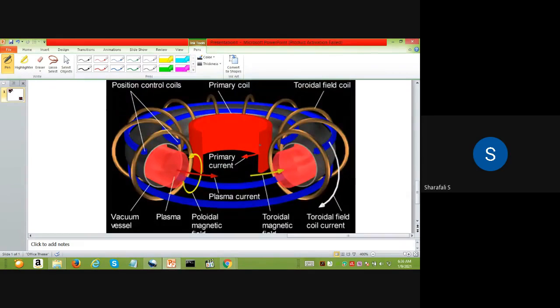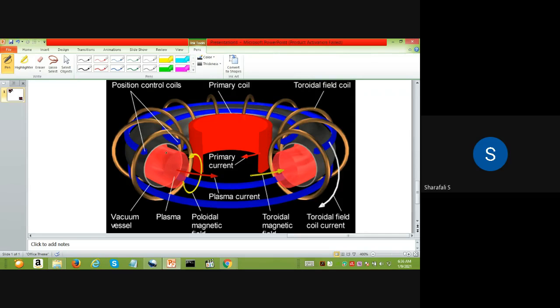So this is your toroidal magnetic field direction that I have already shown. And this yellow colored one is your poloidal magnetic field that is coming because of these position control coils. You can see this blue colored coil. Okay, because of that, as well as the electrons' movement itself creating a magnetic field, together that will make this poloidal magnetic field. So it is having some kind of spinning direction that you can see from here. Direction is like this.